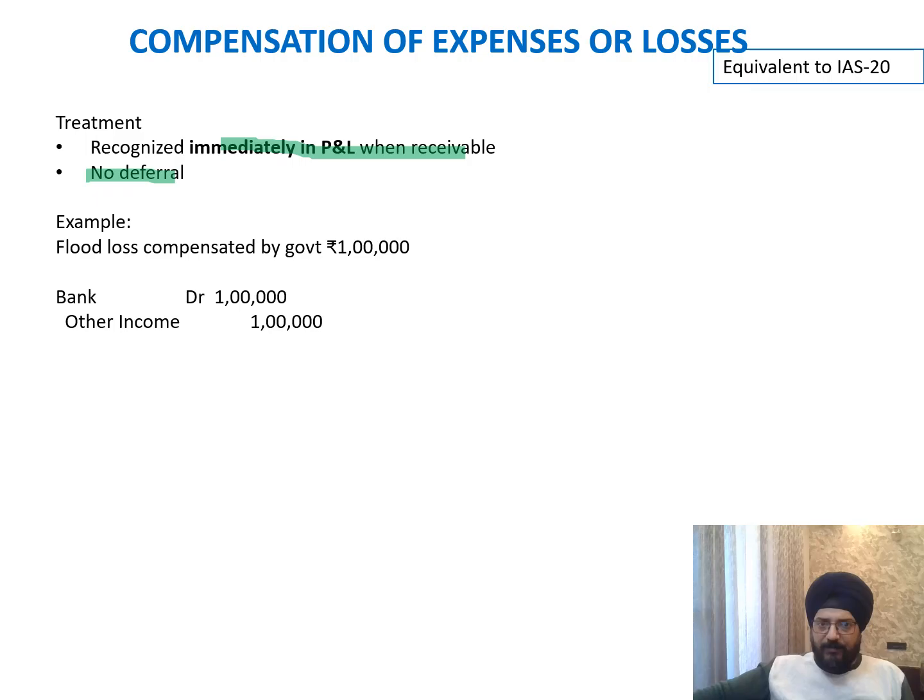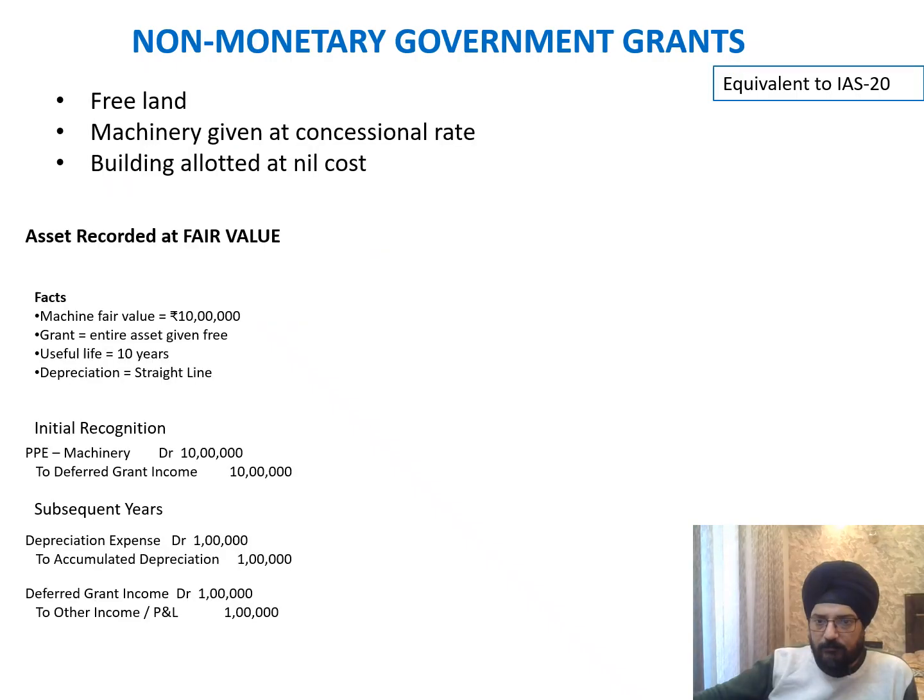Example, flood loss compensated by government to the tune of 1 lakh. So we'll simply say bank to other income. So there is no deferral. It has to be recognized in the same period in which it has been received from the government. So we'll move to the next slide then.